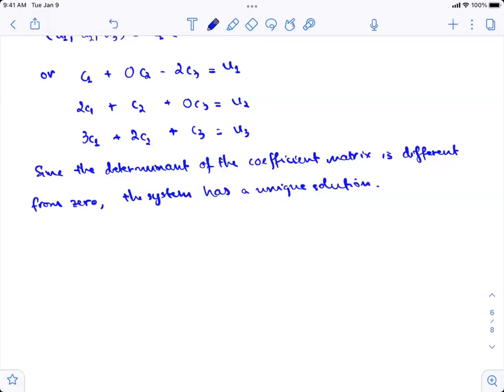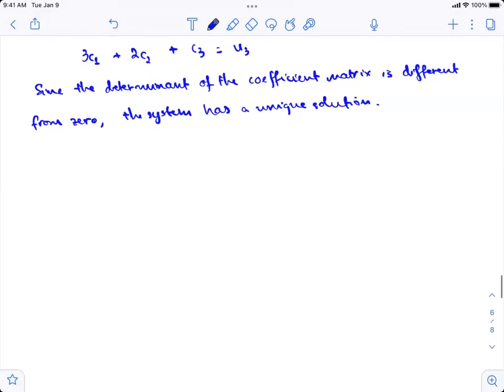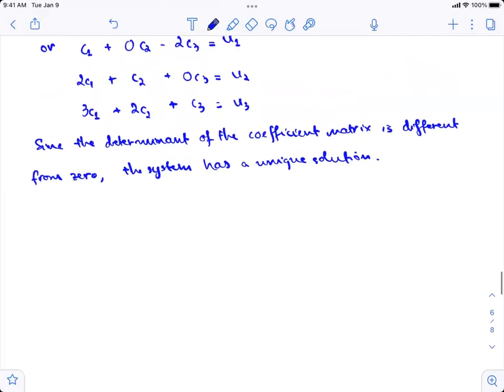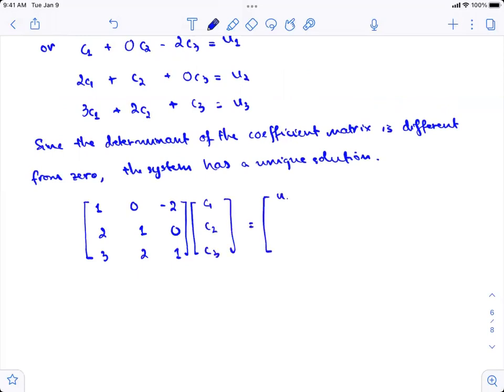So I'm gonna skip all the formality. If you want to use Python to aid with the calculations, you can. But what I'm gonna do is, right from the system, write it in matrix vector form: 1, 0, negative 2, 2, 1, 0, 3, 2, 1, multiplied with C1, C2, C3, and this is equal to U1, U2, U3. The determinant of this matrix is equal to negative one, which is different from zero, so the matrix is invertible, right?